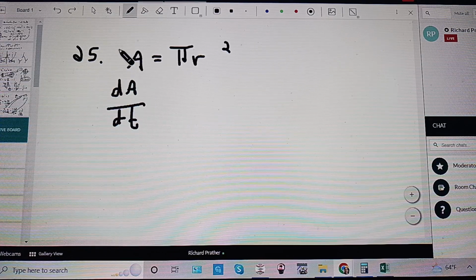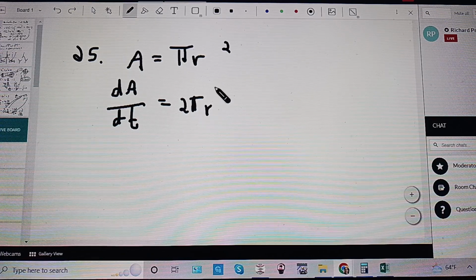And technically this is 1A, so the derivative of that is just the variable. So it's just dA over dt. And then the derivative of this, the pi is just a constant, so you multiply the exponent by the constant, 2 pi, decrease the exponent by 1, and then because the variables are here, you need a dr over dt.